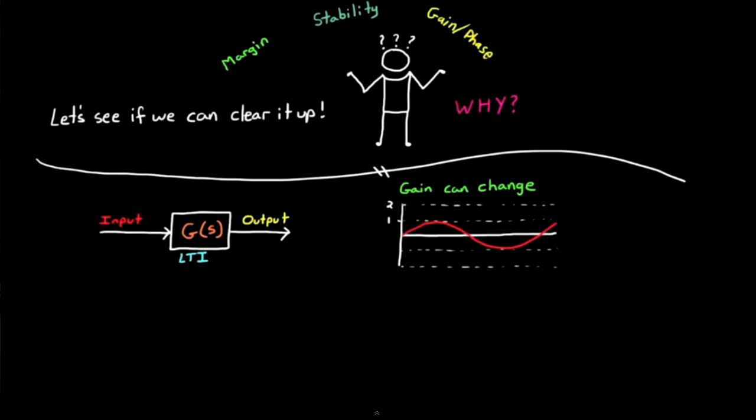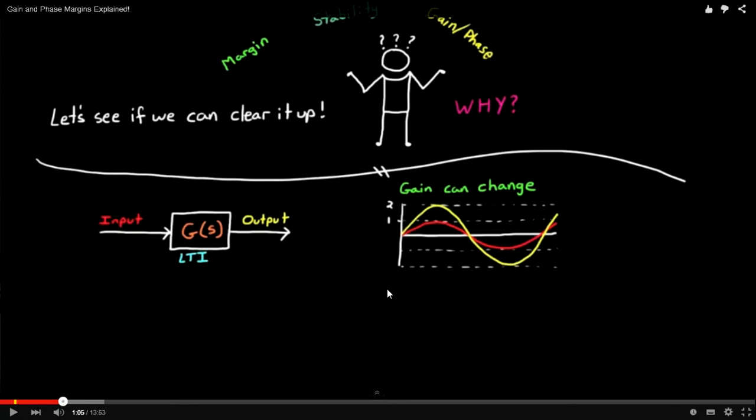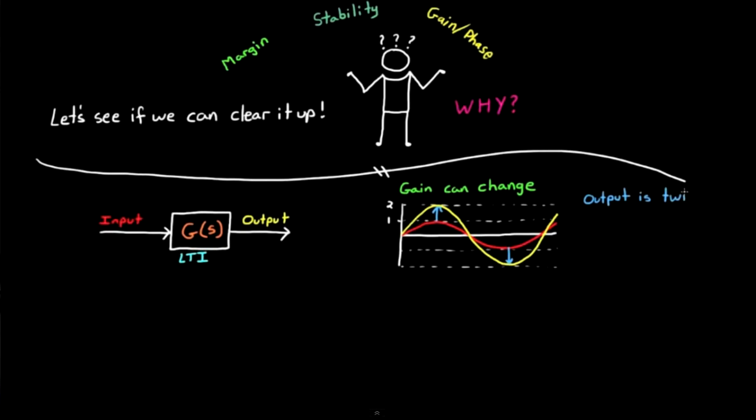Gain is the proportion of the magnitude of the output to the magnitude of the input at steady state. So this is actually the gain shift. It increases the gain. If the output is twice as high as the input, we'd say that this system has a gain of 2 because it multiplied the input by 2.